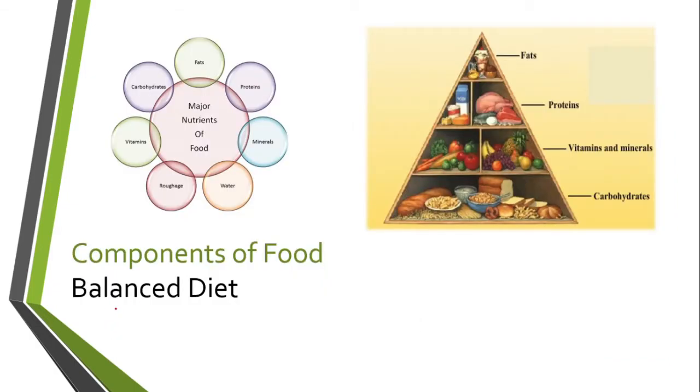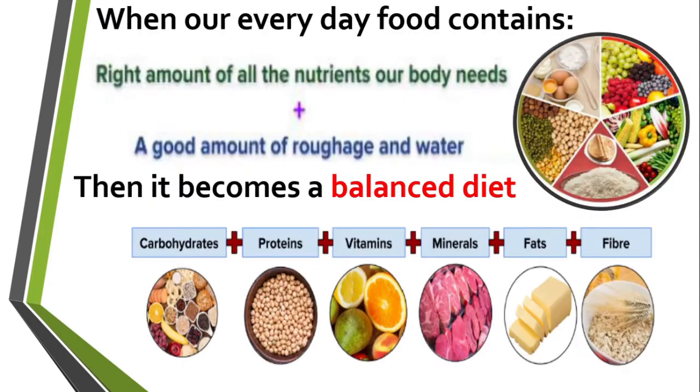So let's begin with a balanced diet. When our everyday food contains the right amount of all our nutrients and a good amount of roughage and water, it becomes a balanced diet. In the previous video I talked about roughage, and this roughage is also known as dietary fiber.